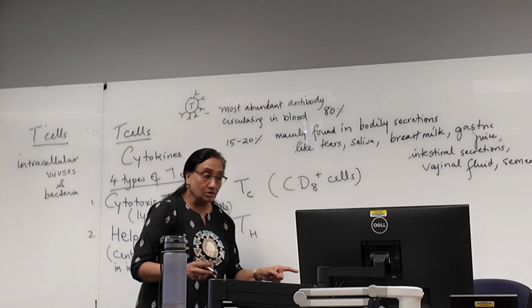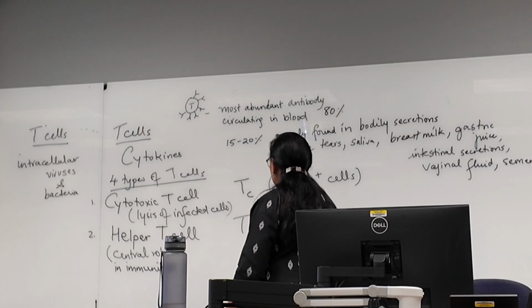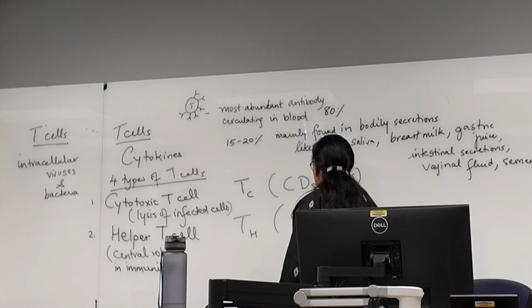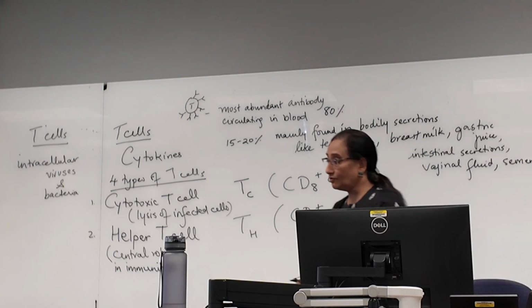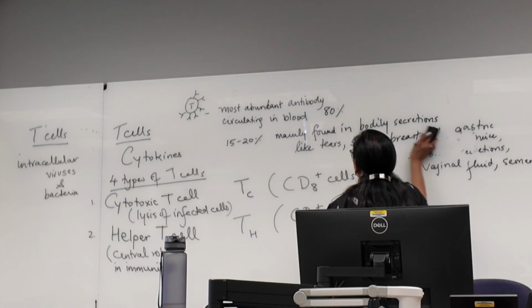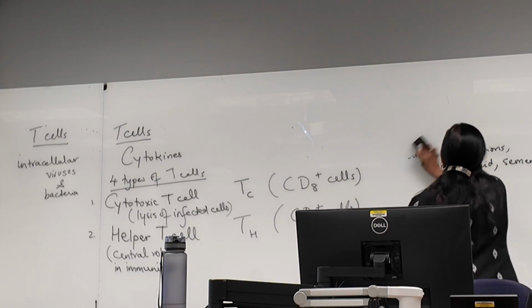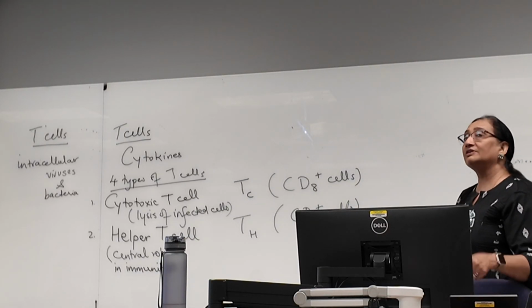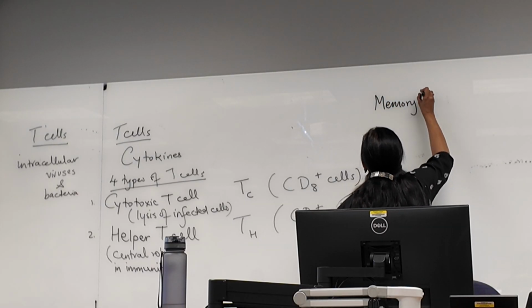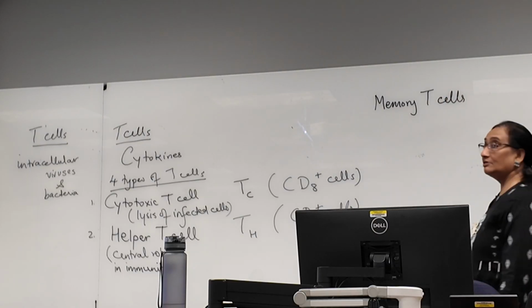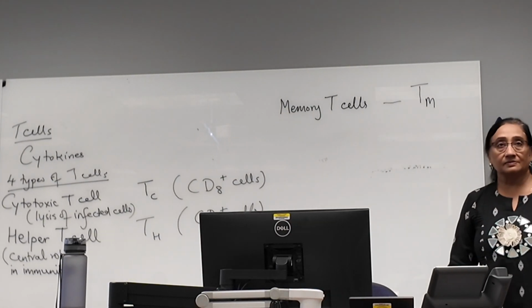Now, helper T cells also, immunologists will not refer to it as helper T cells. They will call this CD4 plus cells. This is how they will address it, CD4 plus cells. The third type of T cell is the memory T cell. Just like memory B cell, every time a T cell recognizes an antigen, you will also have memory T cells being formed. T memory cells. Okay.